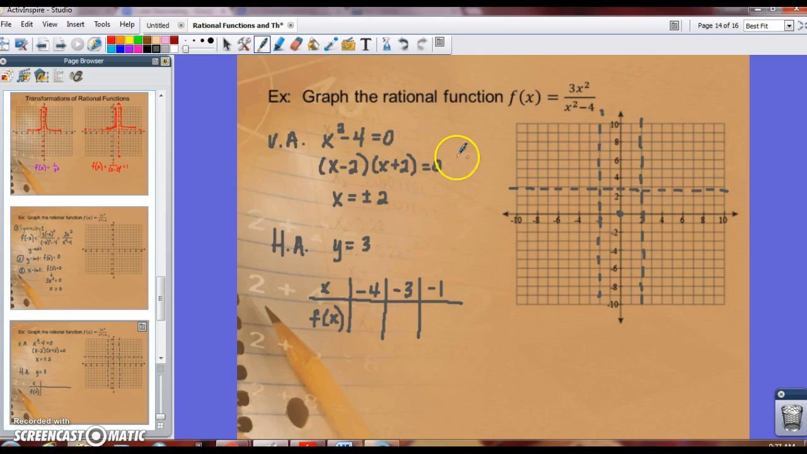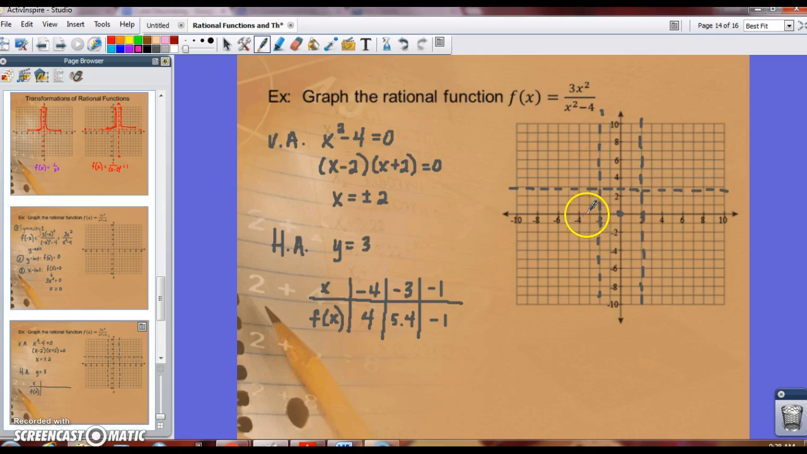At negative 4, if I plug negative 4 in here, I end up with 4. At negative 3, I end up with 27/5, which is about 5.4. And at negative 1, I end up with negative 1. So let me see if I can get a better color, maybe pink will work better here.